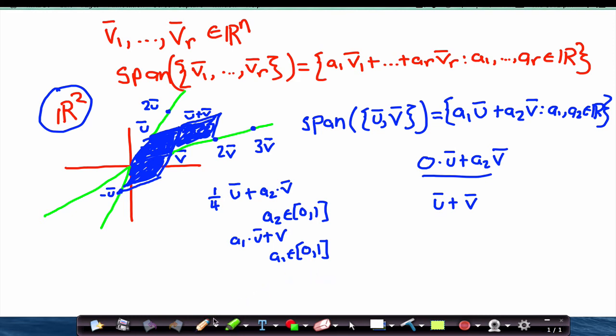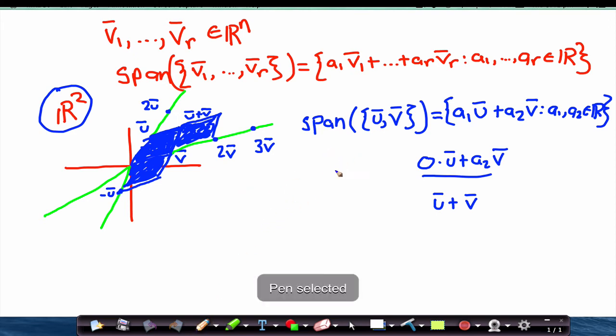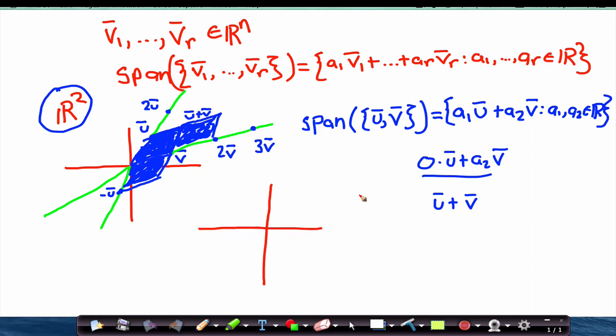Now, in R2, there's actually only one situation where the span is not going to be all of R2. And that's the following situation. So if we draw another set of axes here, my picture wasn't completely general in the sense that we could have another case, and that's where this is U. And now let me draw V maybe a different color. That's where U and V actually lie on the same line. Okay? So this means that V is just a scalar multiple of U. So in this case, the span of U and V is just going to be this line, right?